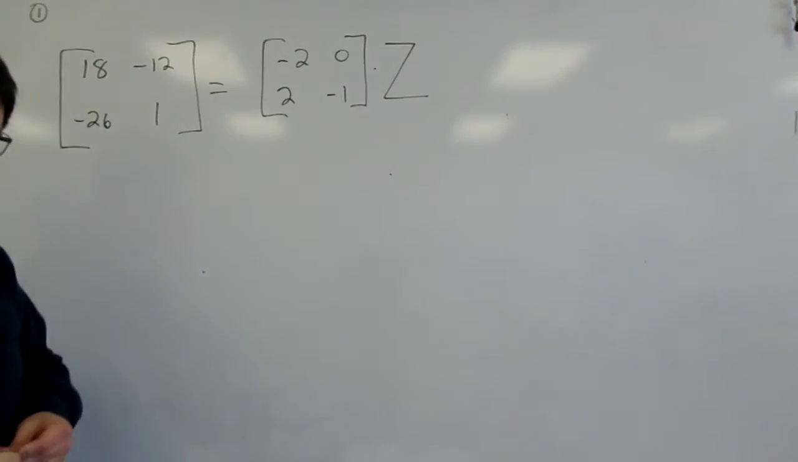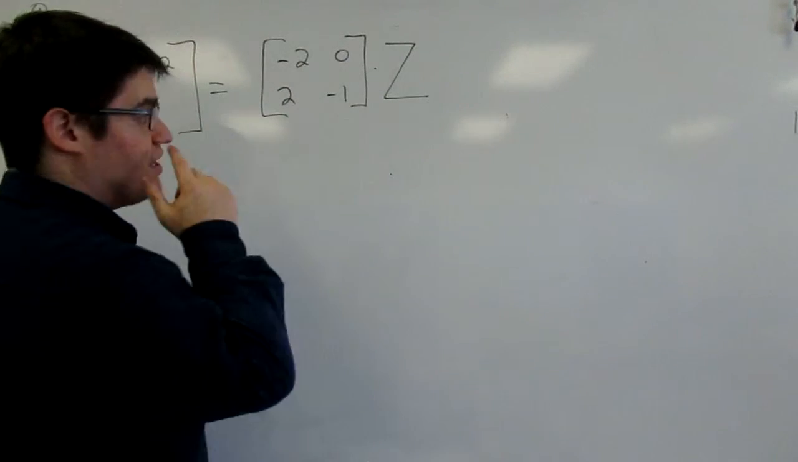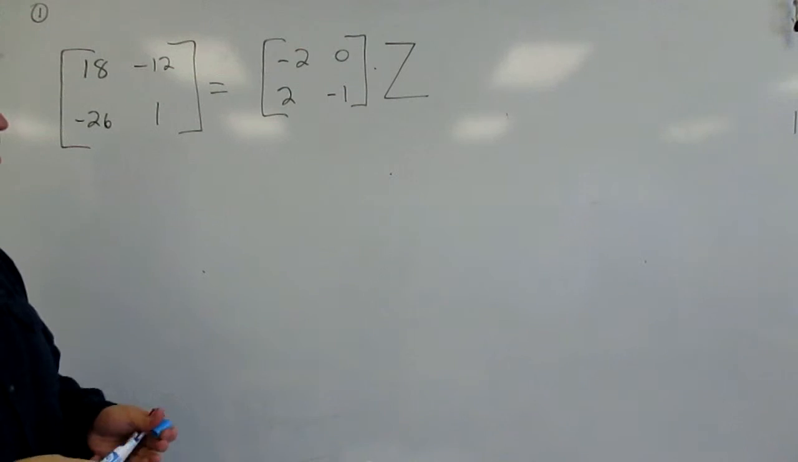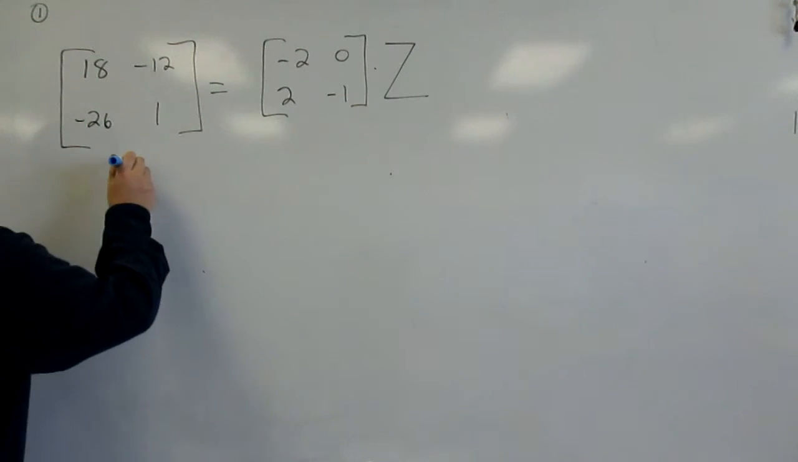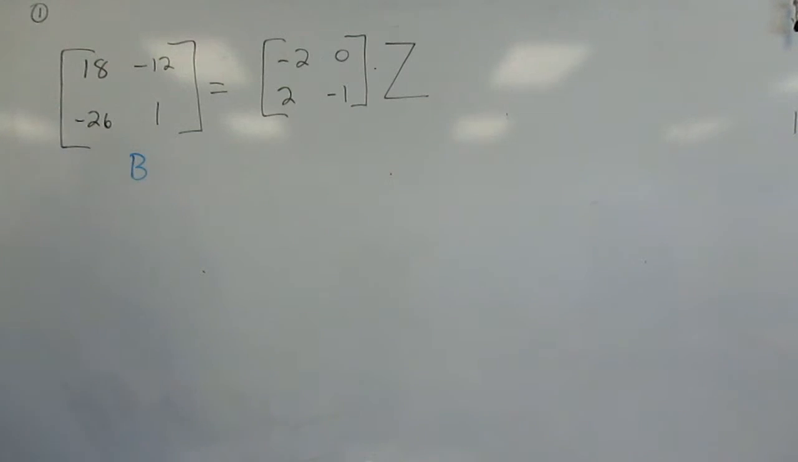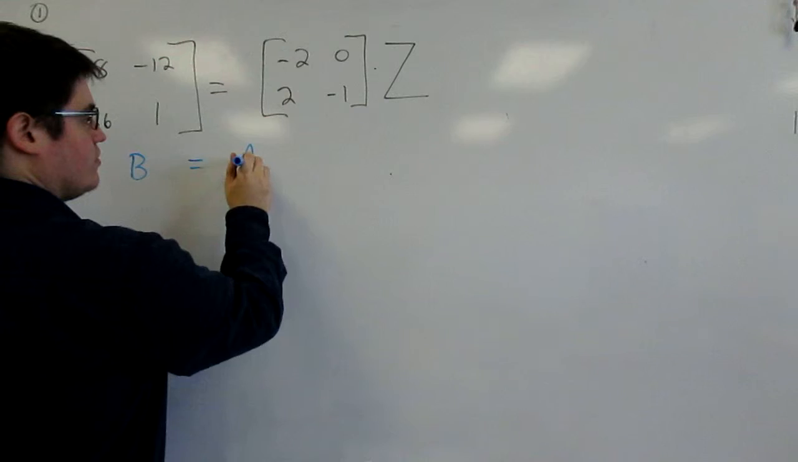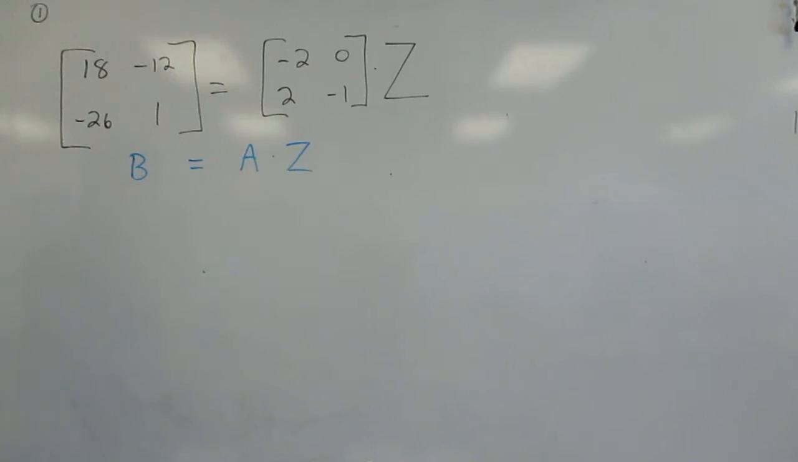So now this one's a little bit different. Now our unknown matrix is on this side, but that's okay. Let's write this in our generic form again. Let's call this matrix B. Call it A if you want. It doesn't honestly matter as long as you don't mix them up. Equals, call this guy A, times our matrix Z.